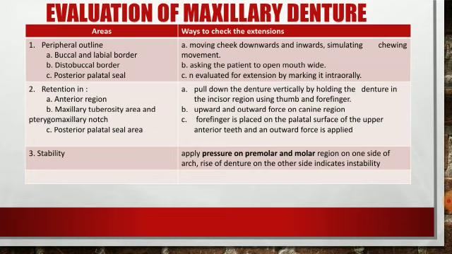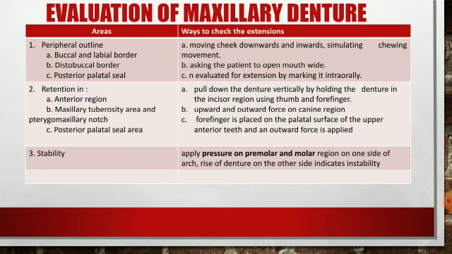Coming on to checking of retention. Now how you check the retention in the different areas of the maxillary denture. First is the anterior region. In the anterior region, you check the retention by pulling down the denture vertically, holding the denture in the incisor region using your thumb and forefinger. The thumb is over the labial surface of the incisor, and the forefinger is on the palatal surface of the incisor, and holding the incisor teeth, you pull the denture vertically downwards. So this is how you check the retention in the anterior region.